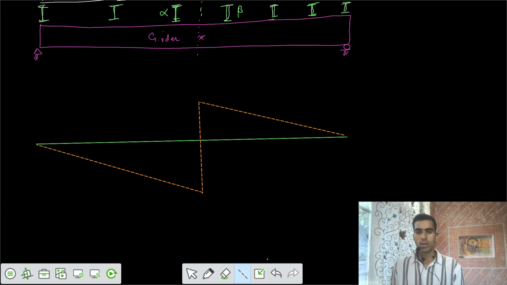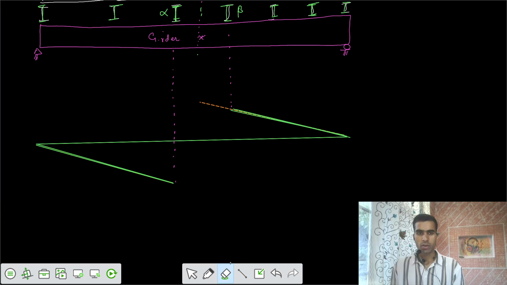So your ILD looks like this, in this fashion, with some critical location at this point, and from this side up to this point. So the ILD for the shear at section X is actually in this way. Then we have to join those two ordinates by a straight line.